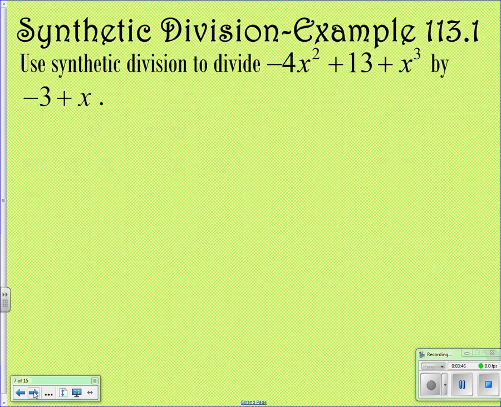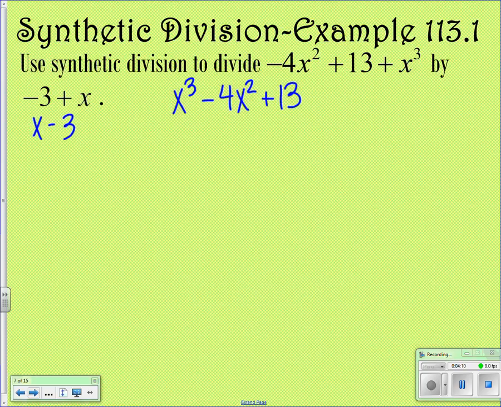So we want to use synthetic division to divide negative 4x squared plus 13 plus x cubed by negative 3 plus x. So the first thing that you need to do is to put your polynomial in the correct order, highest exponent down to lowest exponent. So what we're going to do here is rewrite it so that we have x minus 3, so that it's highest exponent down to lowest exponent.